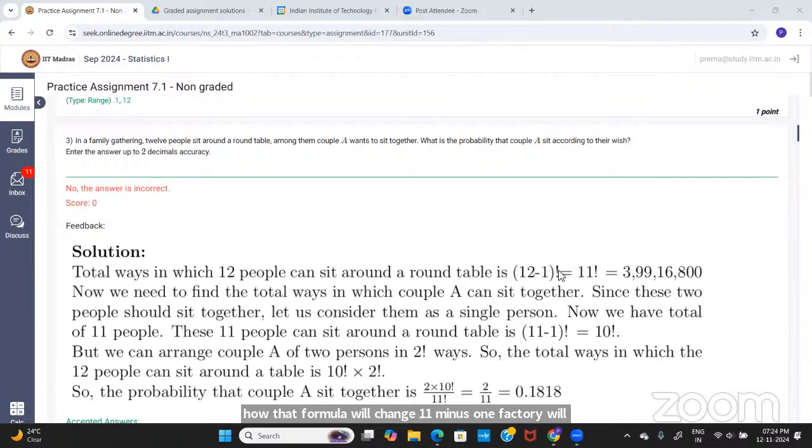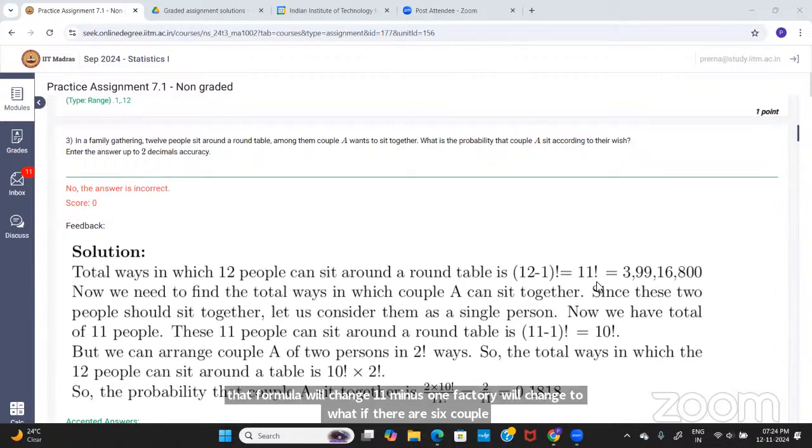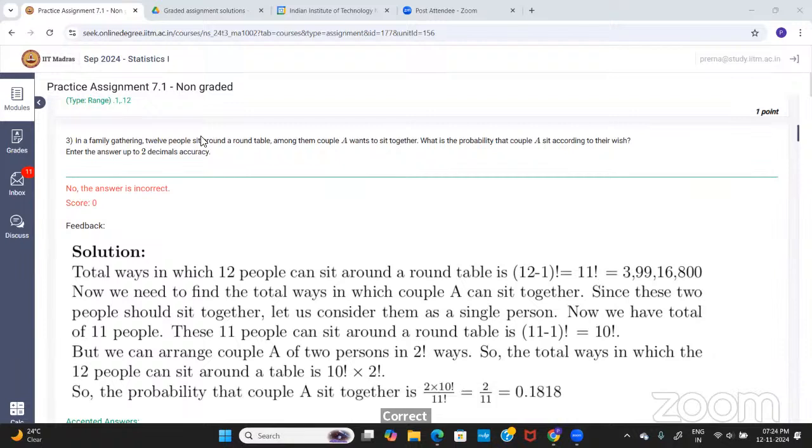Total arrangements will be this only, 11 factorial. Correct, ma'am. But if you have 6 couples, okay, total 12 persons, but 6 couples, and the condition is they have to sit together. Yes, ma'am. Okay, then you will consider the couples as 1. So total will be 6 objects you can consider. So 6 objects you can arrange around a circular table in 5 factorial ways.